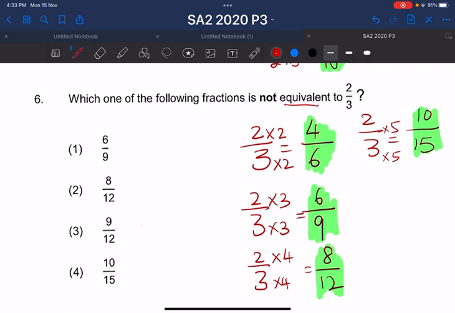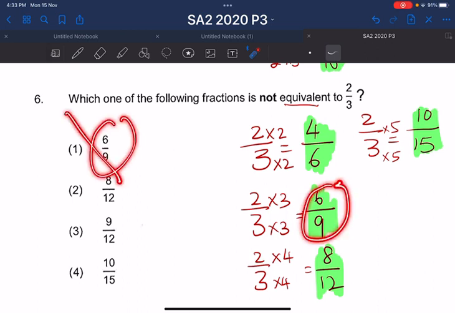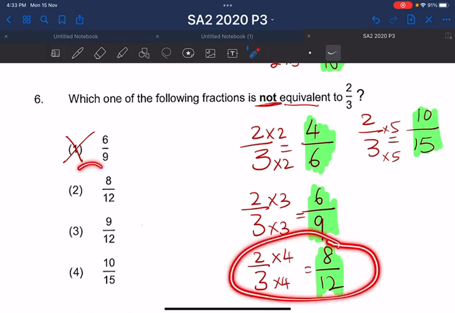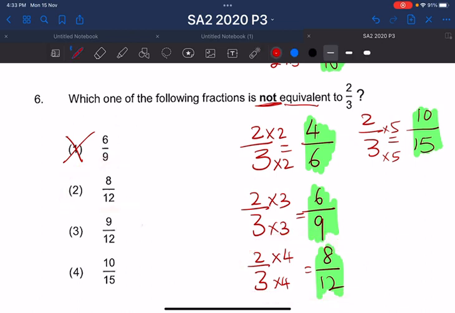So we're going to take a look at which one does not equal to 2/3. Okay, 6/9. Let's start with option number 1. 6/9 is already here. So it is already equivalent. We don't want that. We want things that is not equivalent. What about 8/12? Do you see 8/12 anywhere? Right, 8/12 is here. 8/12 is also here, right? So this must be equivalent. No, we don't want that.